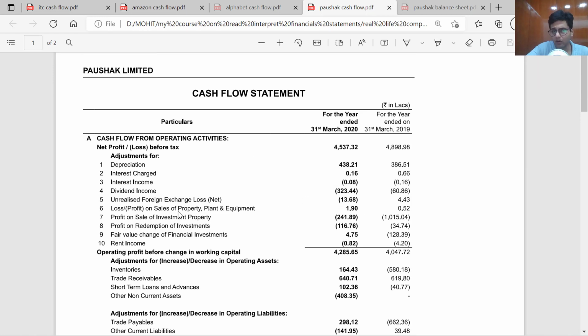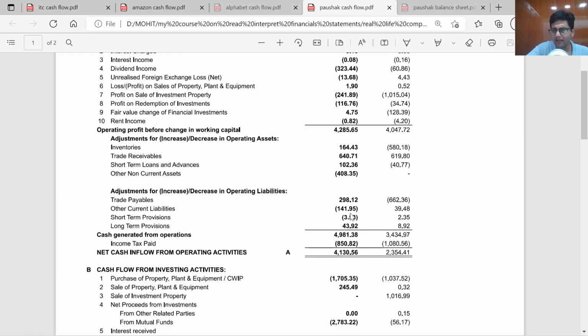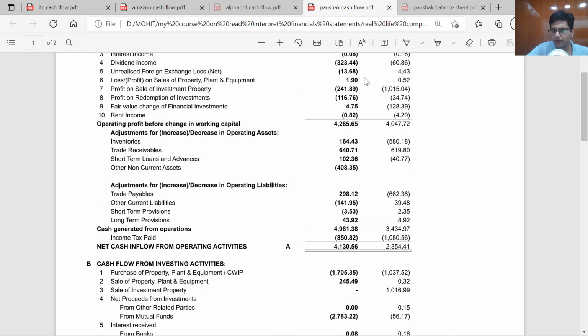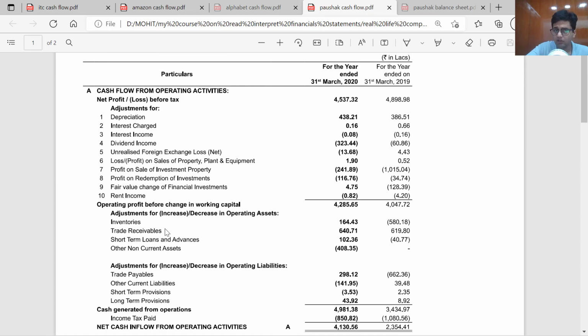Same goes for your loss on sale of property, plant and equipment. This is an investing activity item. This item will be covered in the investing activities. So that is why it is not covered here, and so on and so on. So we get operating profit before change in working capital to be 4,285.